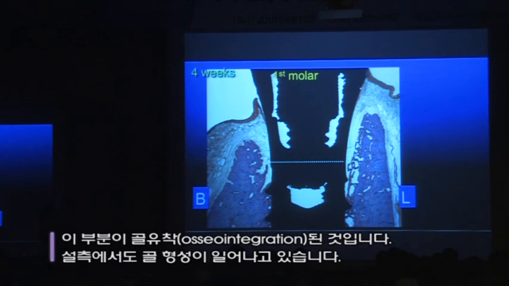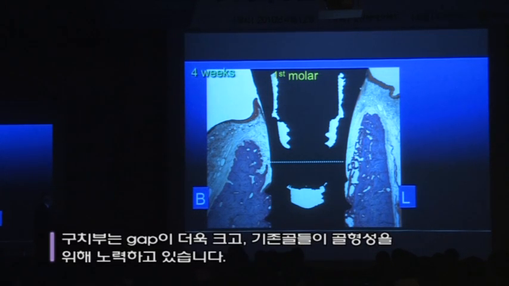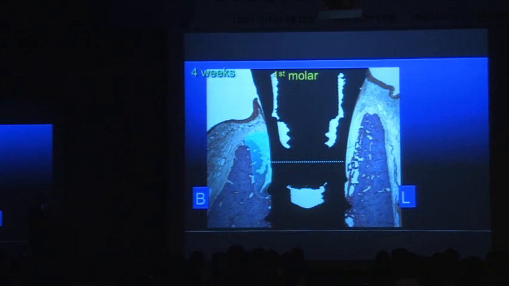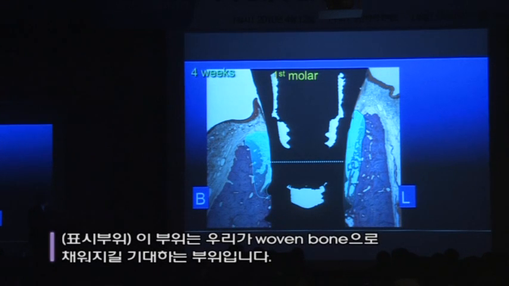This is how it looks at the molar site. A bigger gap, and you can see that the tissue is trying to produce a lot of bone on this side as well as on this side. The bone margin is here still coronal to this rough surface border. So this is the area where we will anticipate woven bone to form during healing.